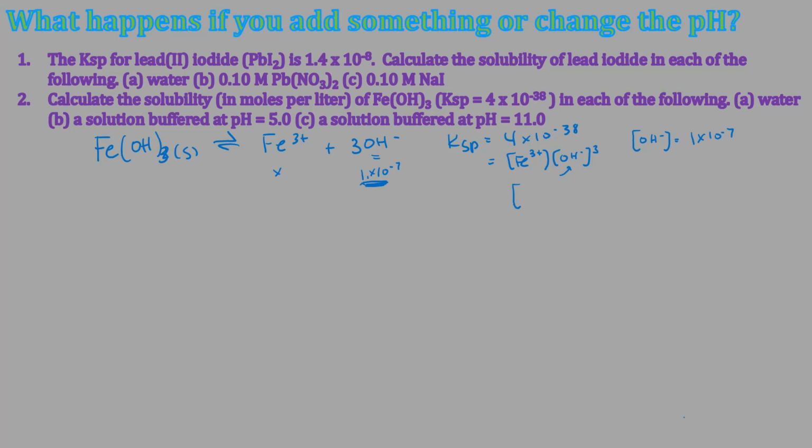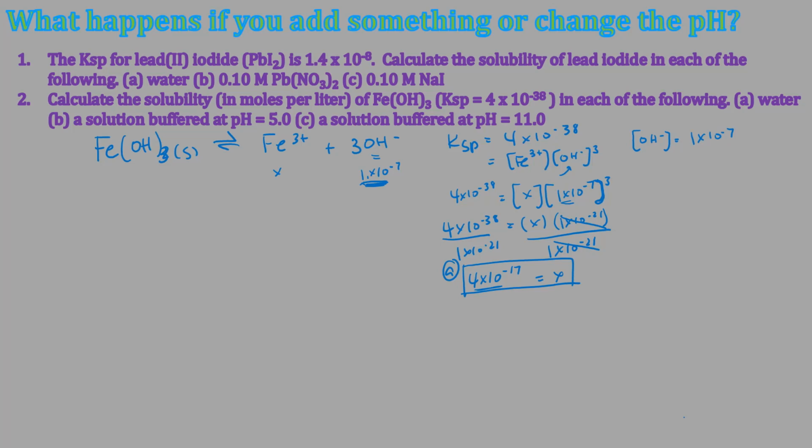So we have Fe3+ is x, and 1 times 10 to the negative 7th cubed is equal to 4 times 10 to the negative 38. So I'm going to end up with 1 times 10 to the negative 21 times x, and then divide both sides by 1 times 10 to the negative 21. My x ends up being 4 times 10 to the negative 17. So if I was to add that number to 1 times 10 to the negative 7, it would not affect it. It's way, way smaller.